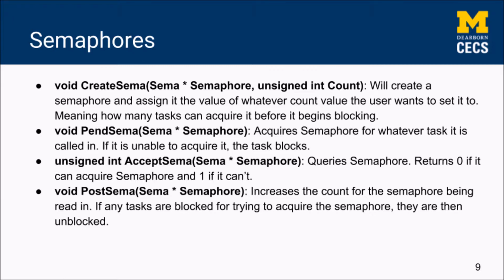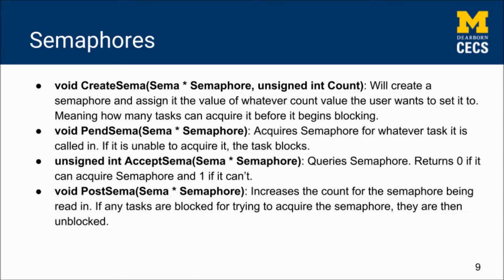So our API, for example, for creating a semaphore is create sema, where you input a semaphore and it'll assign it a count value. The next one is going to be pend sema, which takes in that semaphore with whatever count value you had assigned, and will essentially decrement it to symbolize the acquiring of that resource.